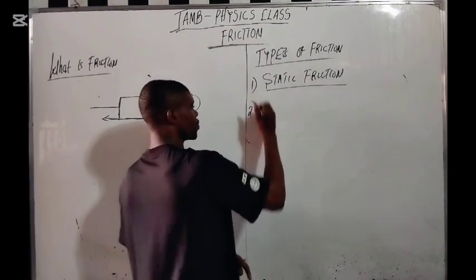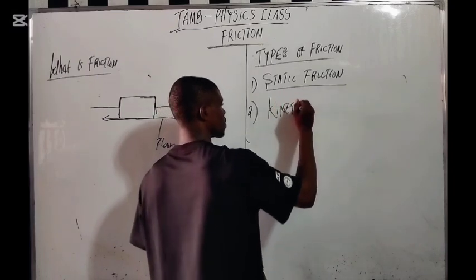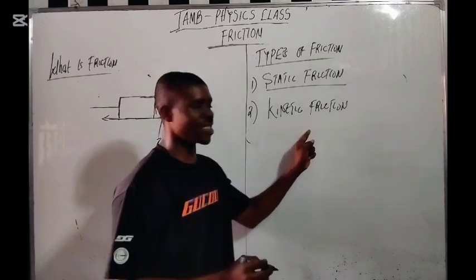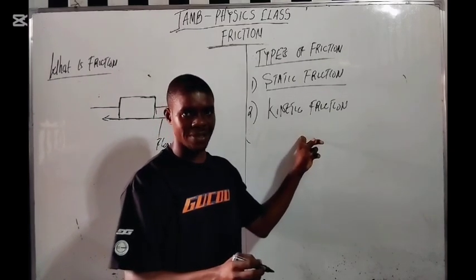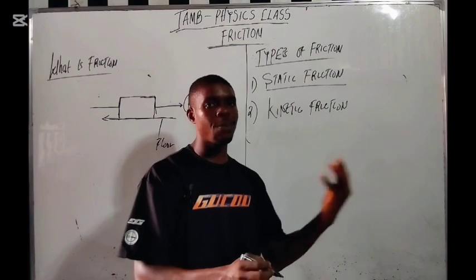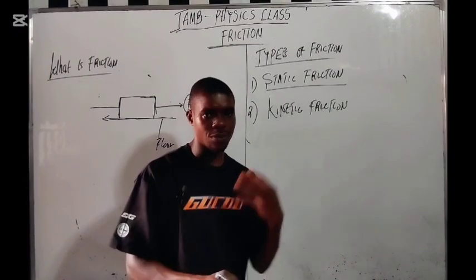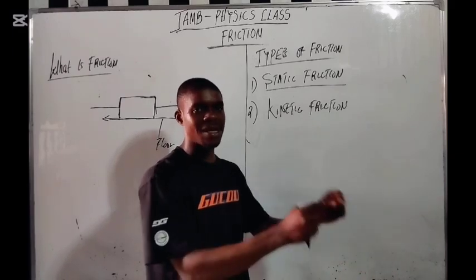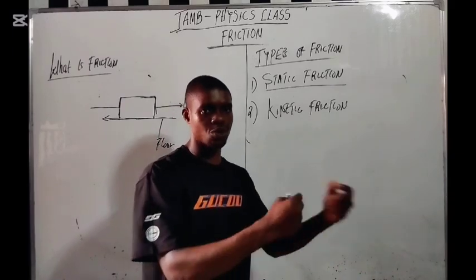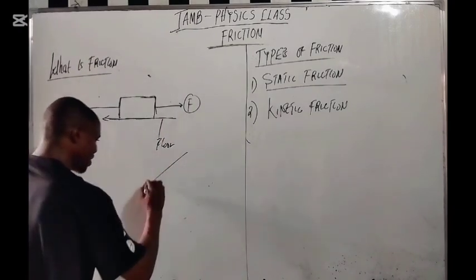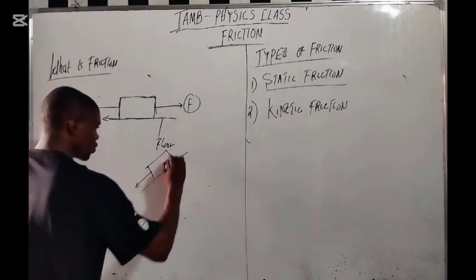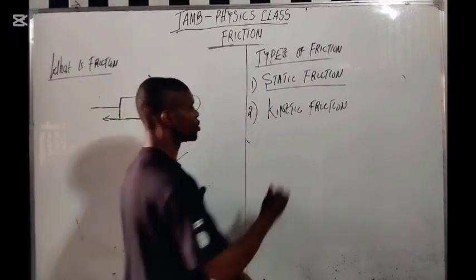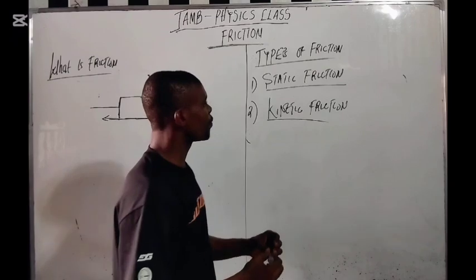Number two, kinetic friction. This is the force that acts on an object when it's moving. So the force that opposes an object when it's moving is called kinetic friction. For every moving or sliding object, there's always a frictional force that wants to stop it. For example, on an inclined plane, which we'll talk about in the second part of this video. So these are the two types of friction.